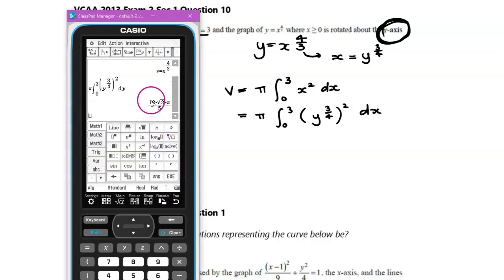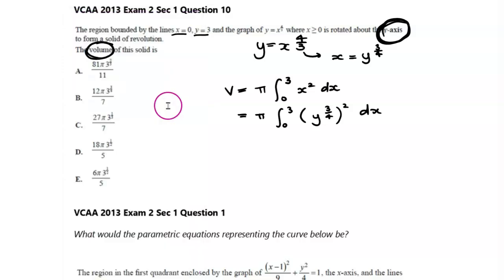Okay, so we get 18 root 3 pi over 5. And another example of when we need to be malleable with how we present our answer, because we know root 3 could be written as 3 to the power of a half. So that gives us D as the correct option there.